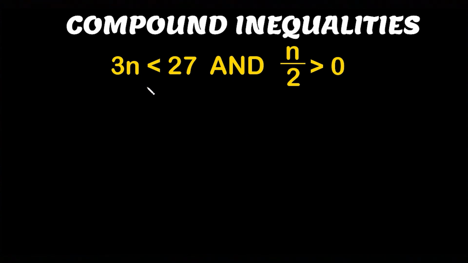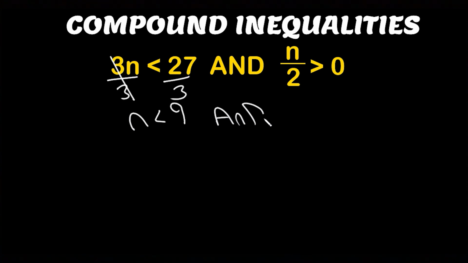So what we want to do is solve both of these first, and then we're going to graph just like we did before. So right here, I'm going to divide by 3. So dividing both sides by 3, I get n is less than 27 divided by 3, I get +9, okay? Then I put and. To solve this one, we're going to have to multiply both sides by 2, right? We want to get rid of that denominator of 2, so we're going to multiply both sides by 2. This will cancel. I get n is greater than 0 times 2 is 0, okay?